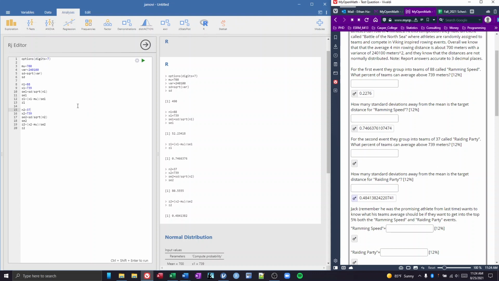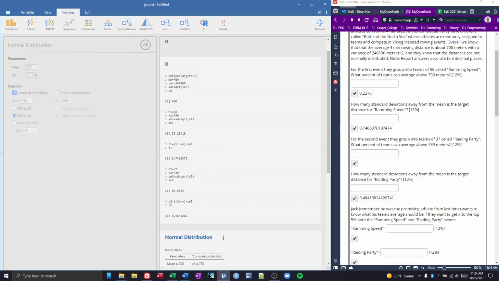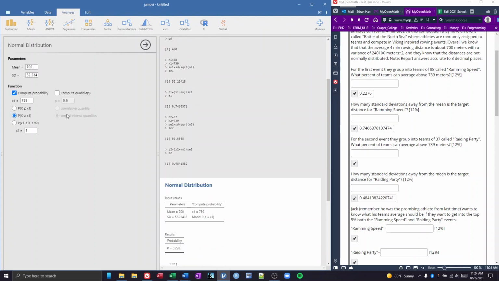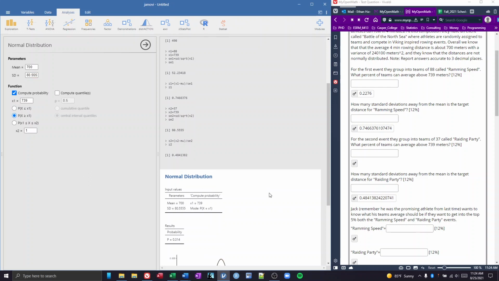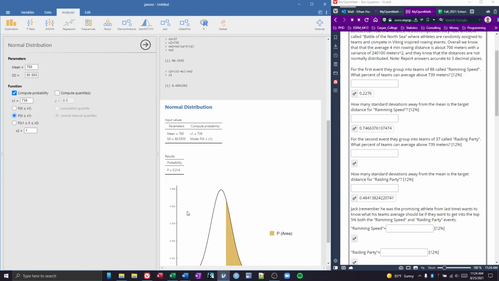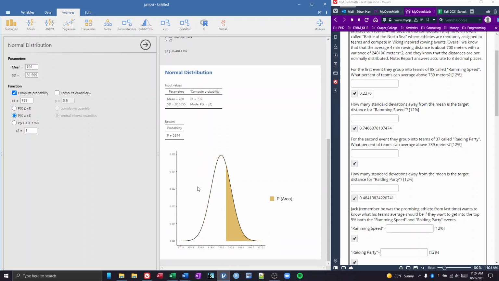Okay, now let's go back to our normal distribution. The only thing that we need to change here is the standard deviation, because this is going to be our standard error 2, or 80.5555. And once we do that, it gives us that there's a 30% chance that a randomly selected team is going to be able to do better than 739. There we go, 30.314.